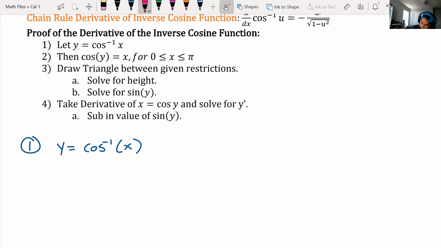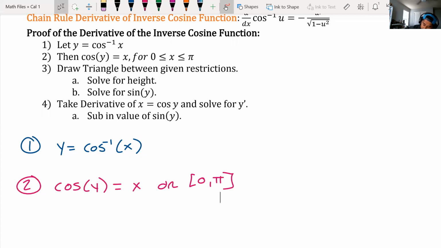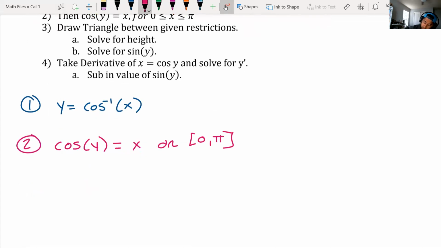Step 2, we apply the inverse to both sides. So you'll get cosine of y equals x on the interval 0 to pi. And then step 3, we create that triangle. So you'll have cosine of y is equal to x over 1.